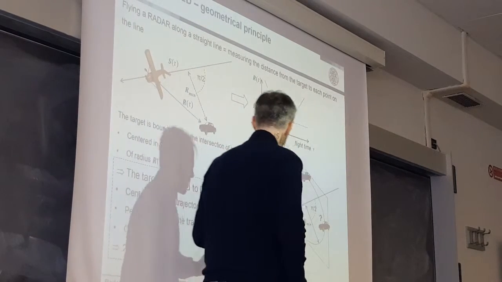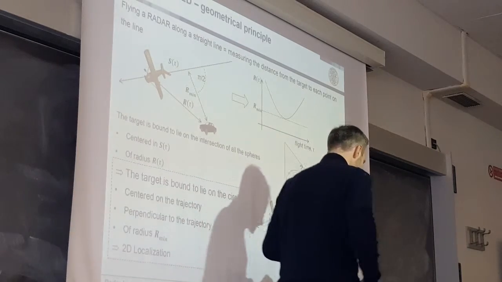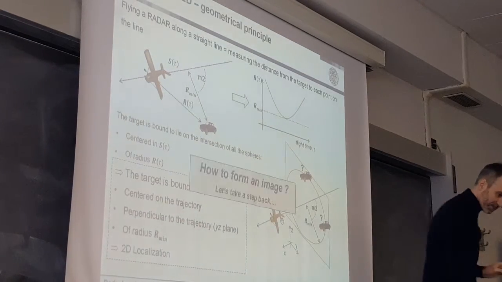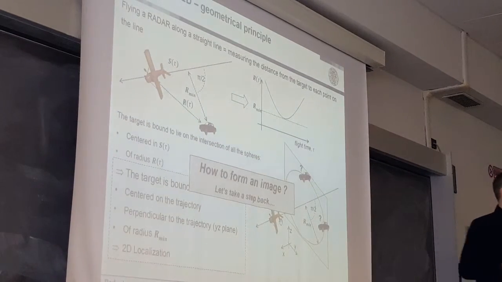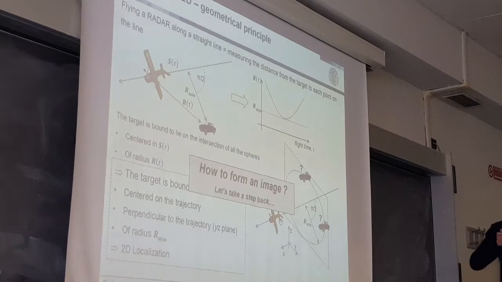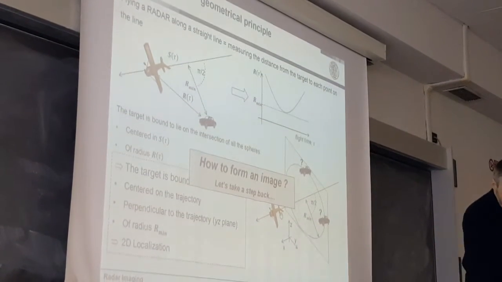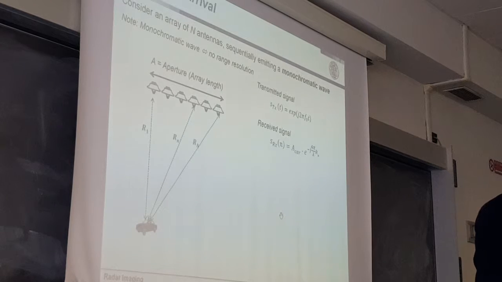So, the question now is how to form an image. This is just a point and radius. So how do we form an image?